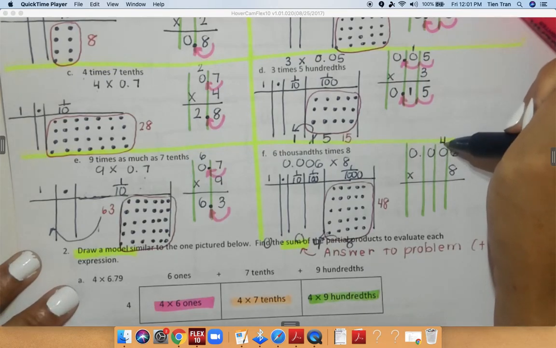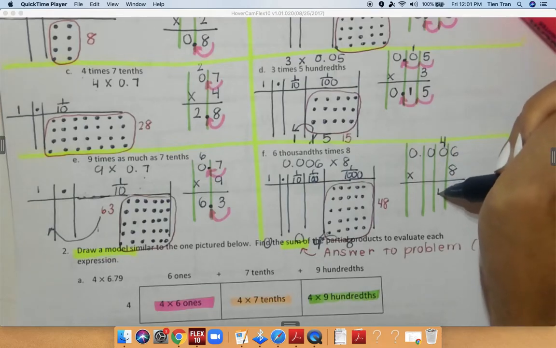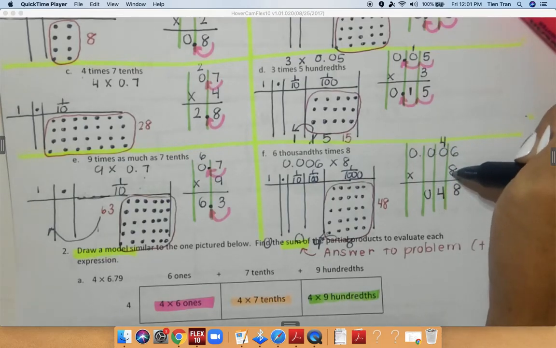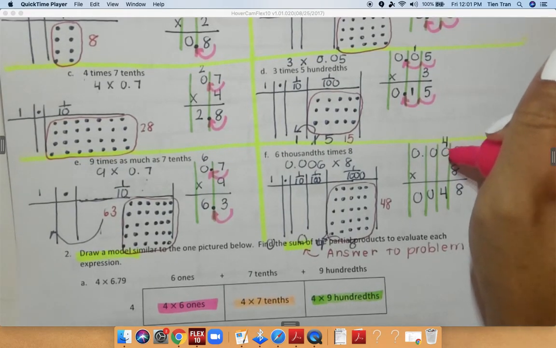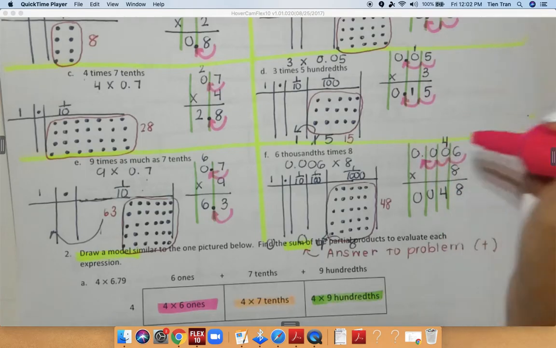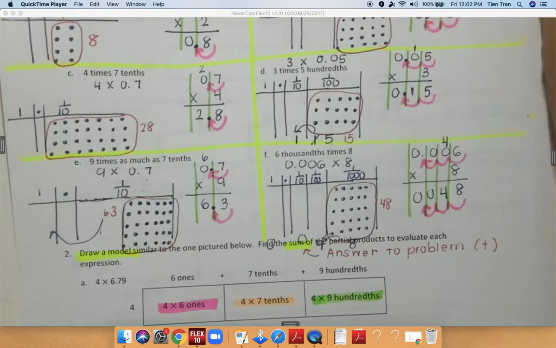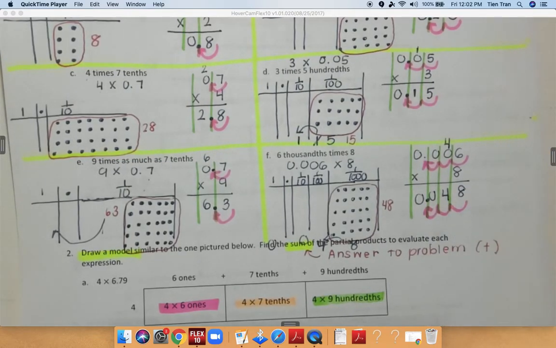6 times 8 is equal to 48. 8 times 0 is equal to 0, plus 4 is equal to 4. 8 times 0 is equal to 0. 8 times 0 is equal to 0. I'm going to move my decimal over 1, 2, 3 times. So that's what it's going to look like, 0.048.